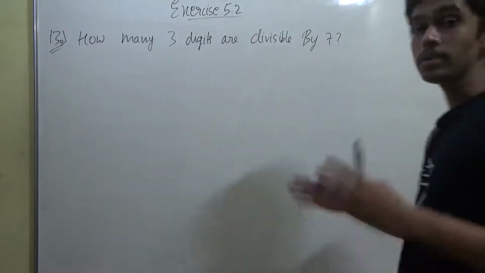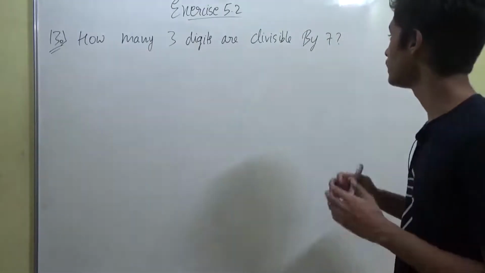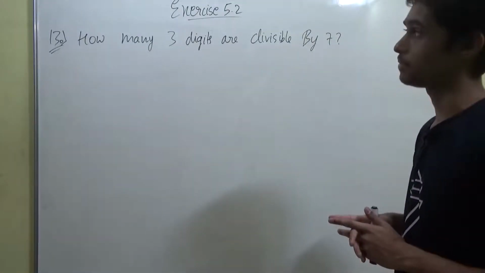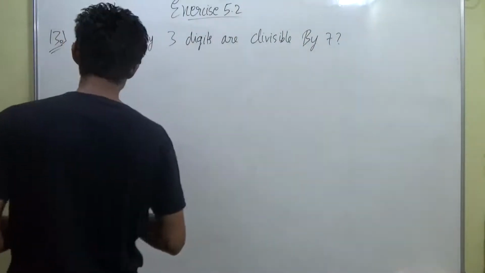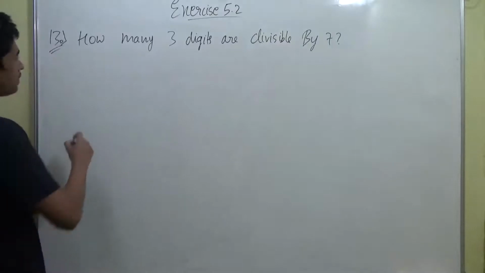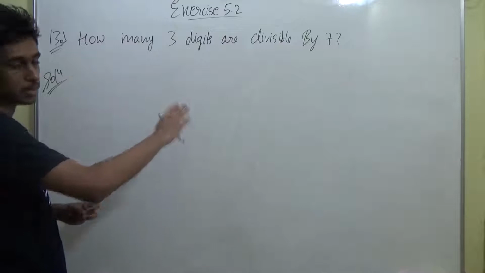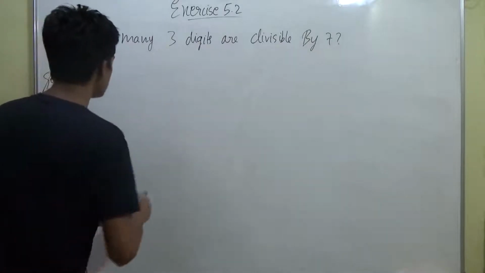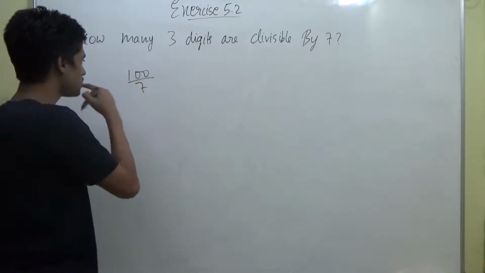Okay guys, now let's go to question number 13. It says, how many 3 digit numbers are divisible by 7? They are asking how many 3 digit numbers there are which will be divisible by 7. So let's start writing the first 3 digit number which will be divisible by 7. Let's see whether 100 is divisible by 7, because this is the first 3 digit number, right?